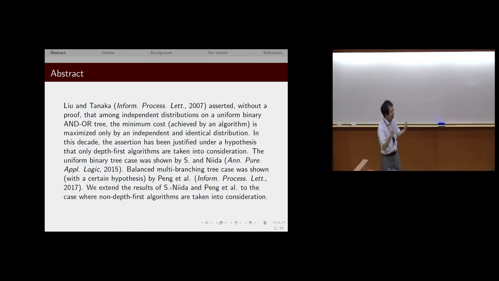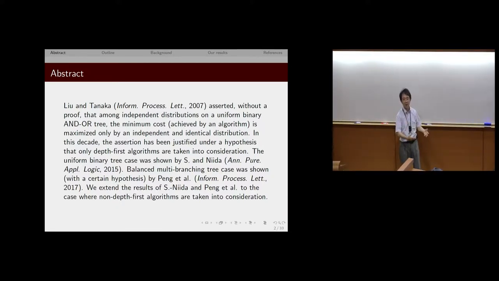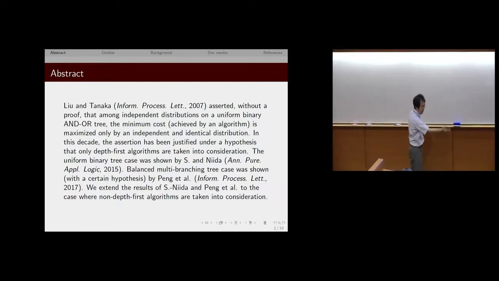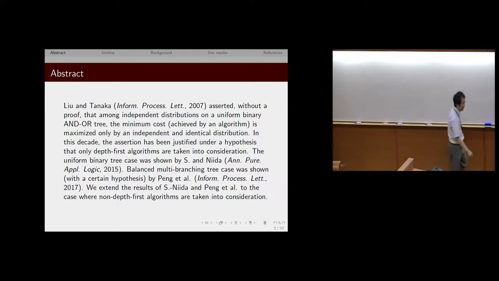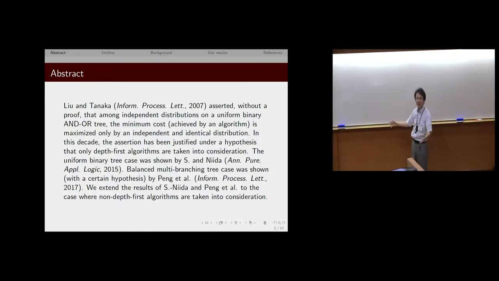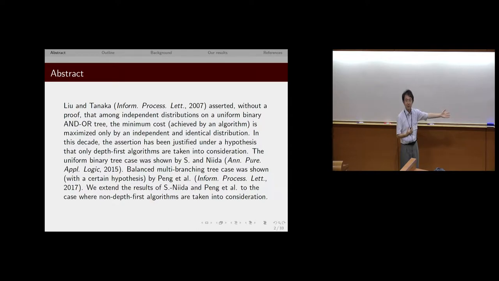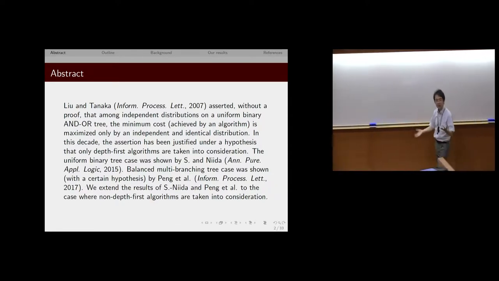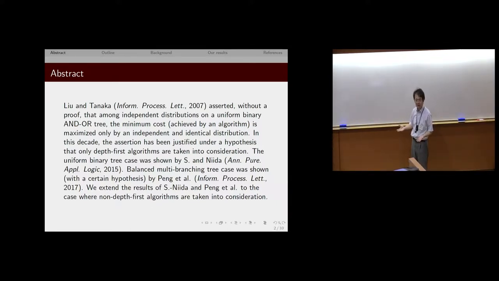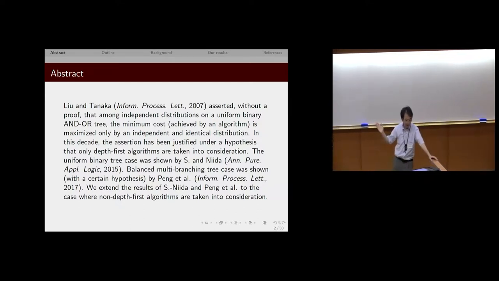Roughly speaking, an algorithm is, in metaphor, a player at a casino. Each time it probes a leaf, the player has to pay $1. So an algorithm wants as small a number of leaves to probe as possible. On the other hand, the probability distribution on the leaves is something like a casino owner, who wants as many leaves probed as possible. Given a distribution, we consider the most clever algorithm against that distribution. Then we consider various independent distributions and want to maximize the minimum cost. And the assertion says that this is achieved only by an independent and identical distribution.